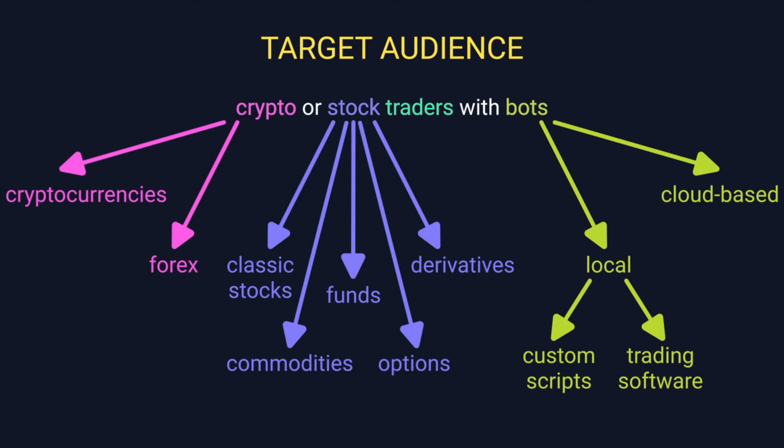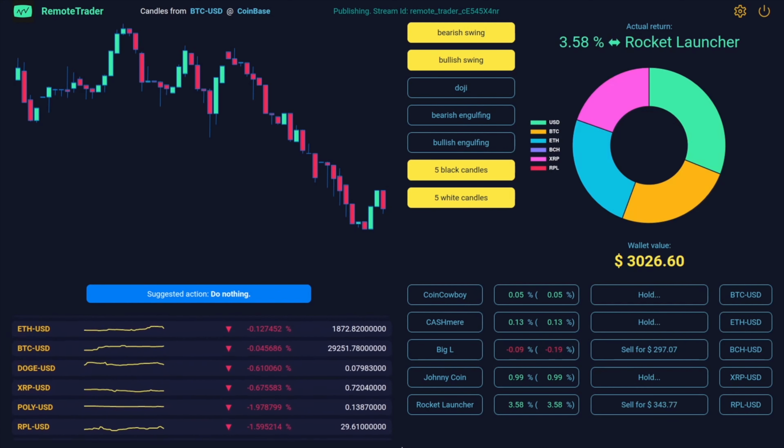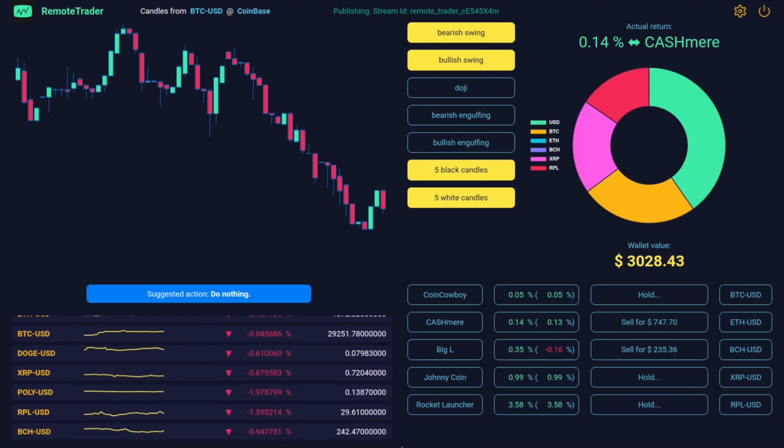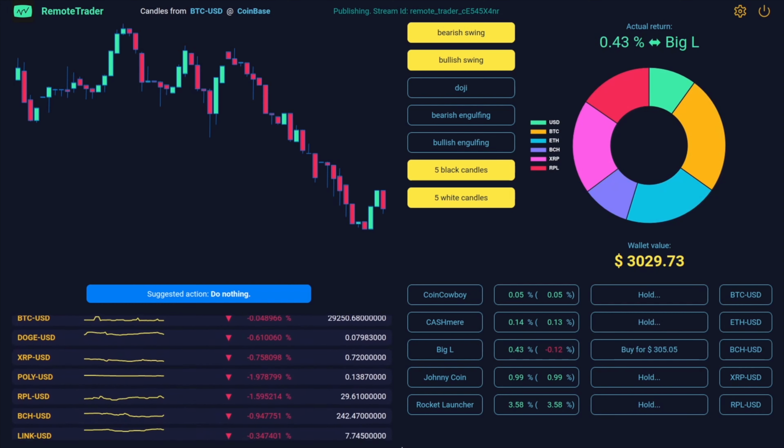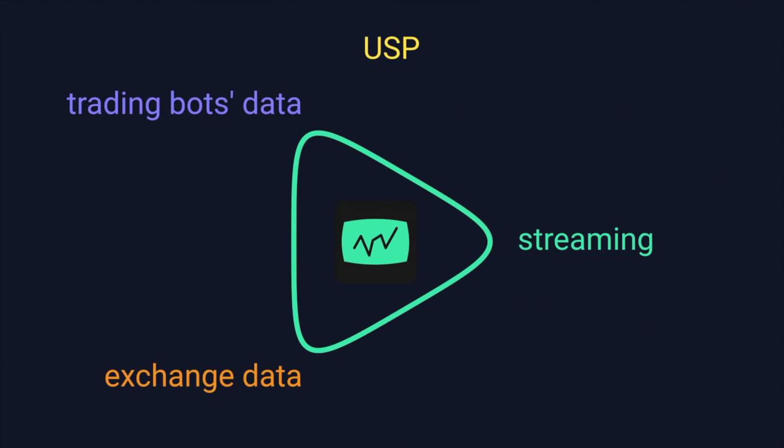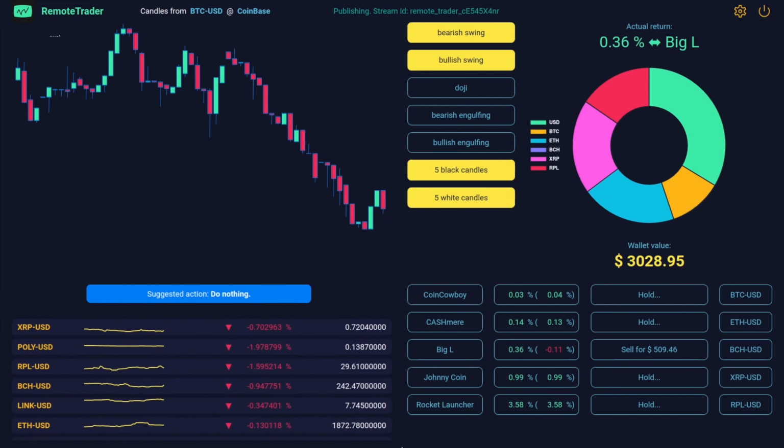Our target audience is people who make crypto or stock trades with bots. Remote Trader is able to show stock data only, but this feature is available on other services. The unique selling point of Remote Trader is connecting data from trading bots via API and mixing them with the exchange data. Trading is not a lonely act.